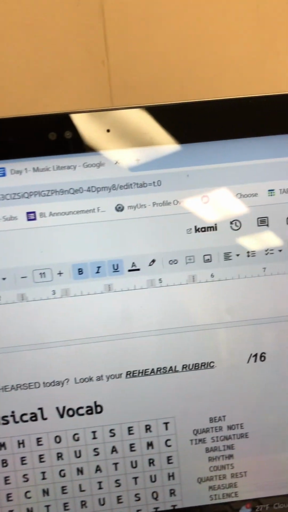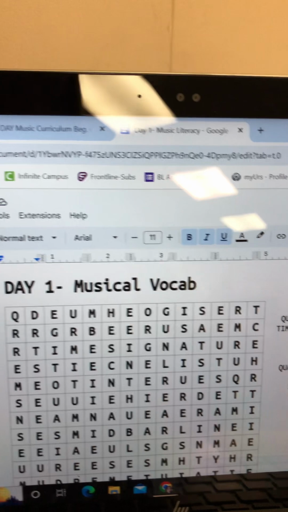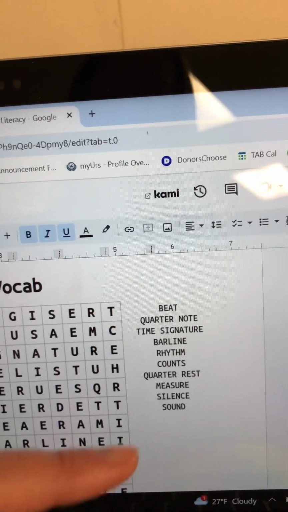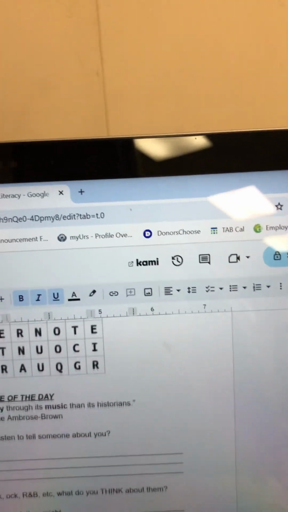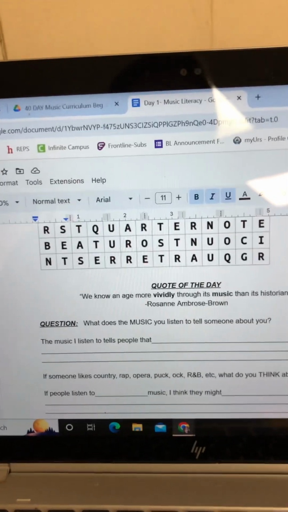This is the next little section you can do. This is a little crossword puzzle. All the words that we talked about are found in here. So search for them in there, circle them, and then cross them off as you're done with that. This next section is the quote of the day.